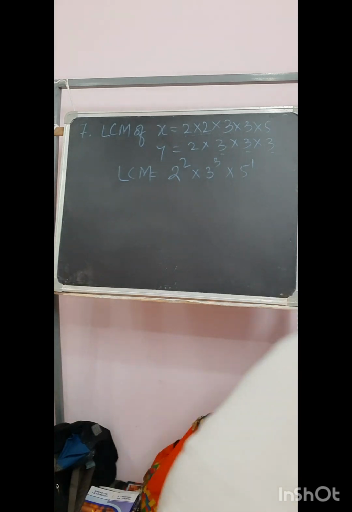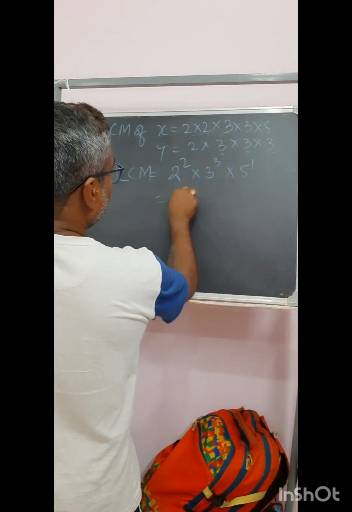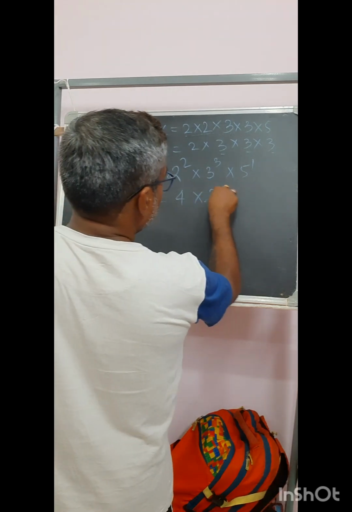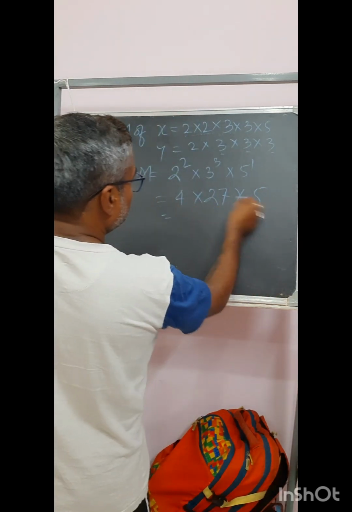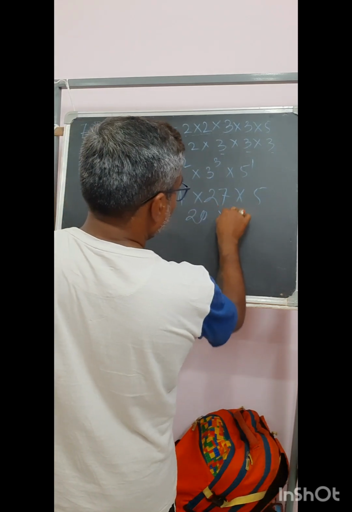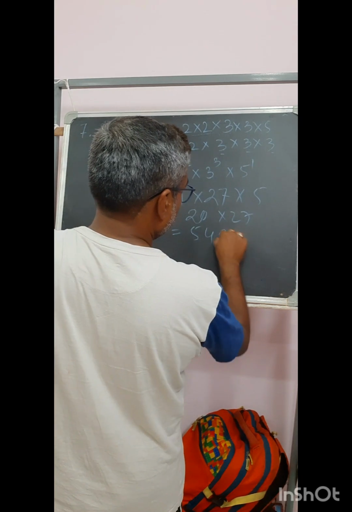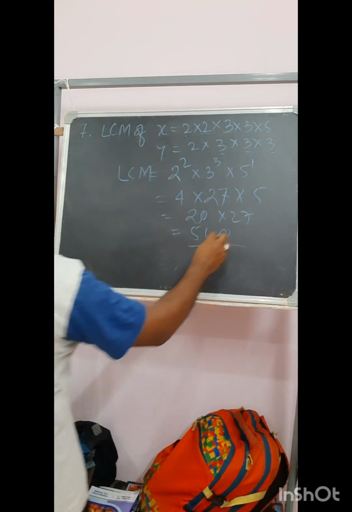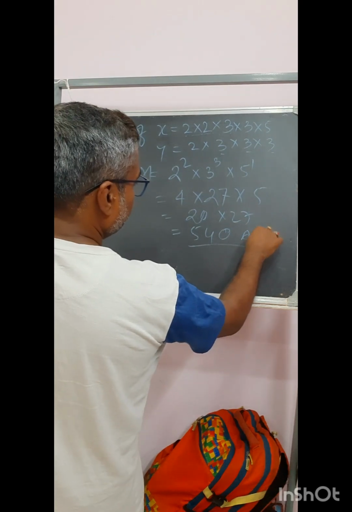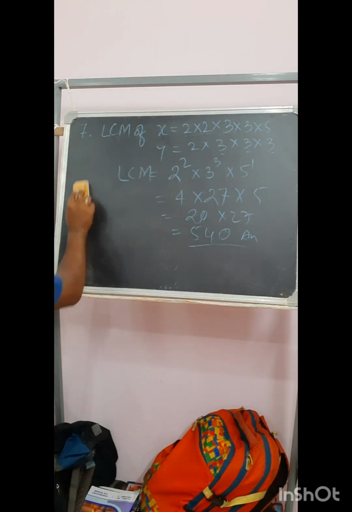So your answer should be 4 into 27 into 5. If I calculate 20 into 27, that is 540. So the answer will be 540. This is your answer for the seventh problem.